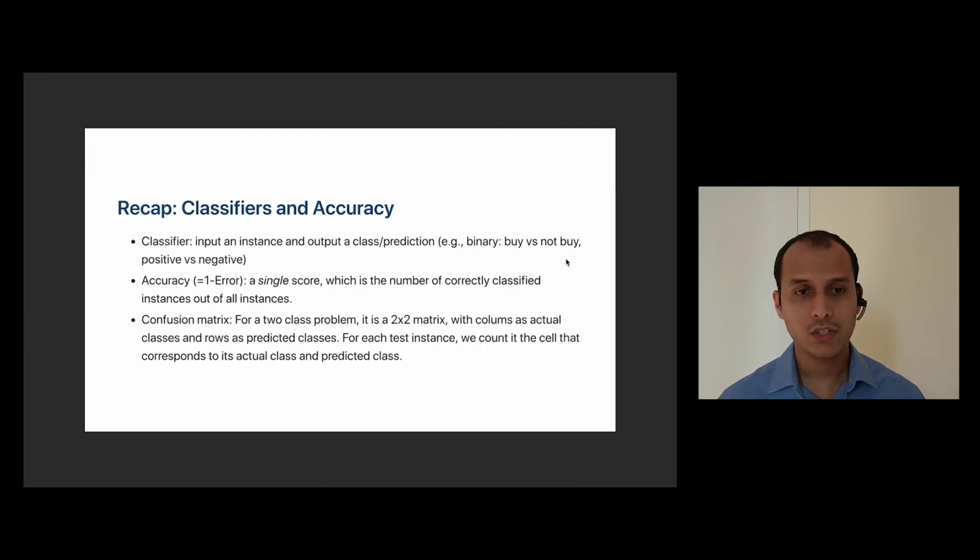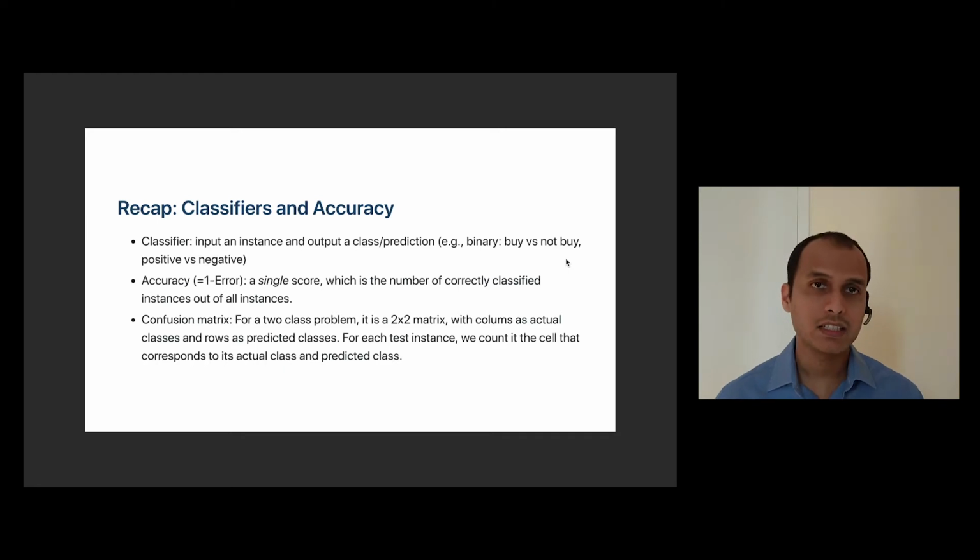Okay. So let's recap some terminology. What is a classifier? It's a model or an algorithm which takes as an input an instance or an example or a feature vector and outputs a class or prediction. For example, we'll restrict ourselves to two-class classifiers here. So the output is going to be binary, which means it could be a buy or a not buy prediction in a marketing application, or generally a positive versus negative prediction.